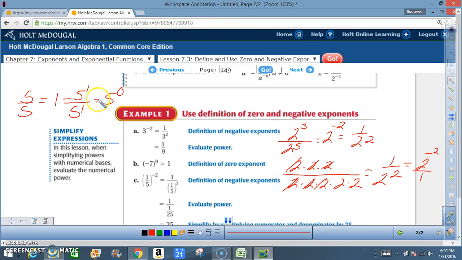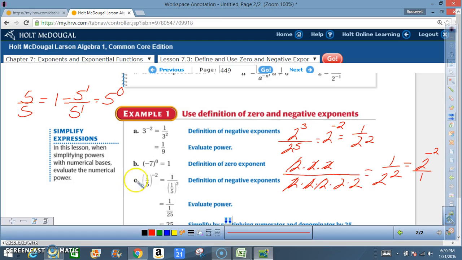So don't forget now, 5 is the same as saying 5 to the first. 1 minus 1 is 0. So therefore, anything to the 0 power is always 1. You don't have to figure it out. It is always 1.